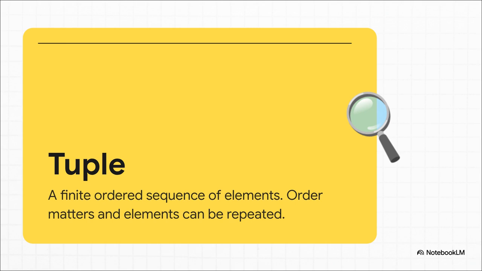Now, our second building block is the tuple. And a tuple is pretty much the exact opposite of a set. With a tuple, order is everything. The tuple 1, 2 is a completely different thing from the tuple 2, 1. And unlike a set, duplicates are totally fine. So think of it like a very specific ordered list or a sequence.